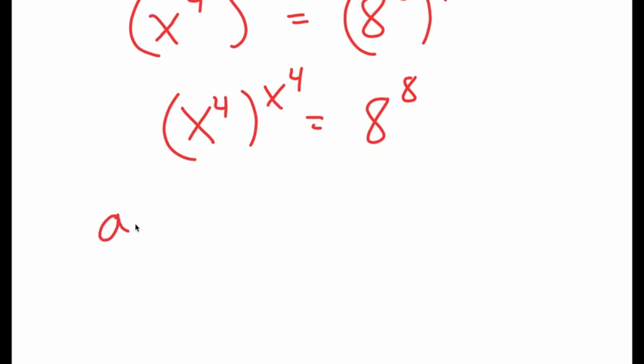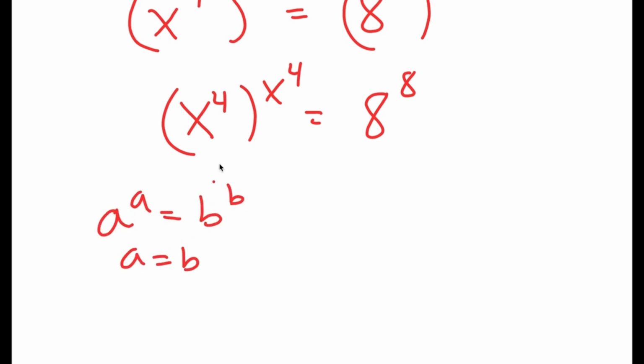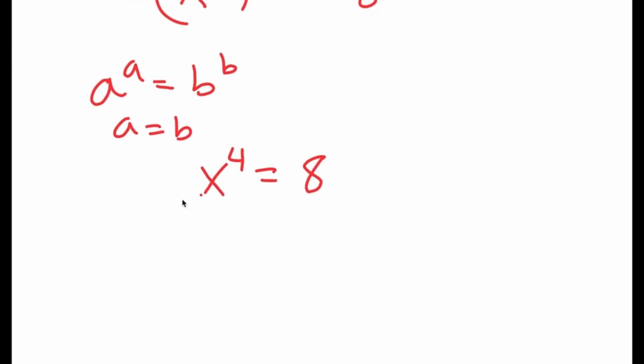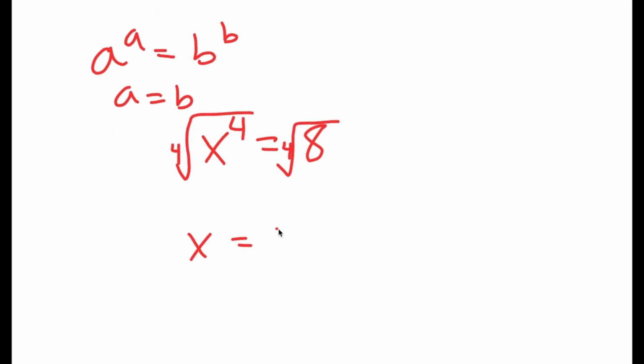Now, if I have something in the form a to the power of a is equal to b to the power of b, this means that a equals b. So in this case, x to the power of 4 is equal to 8. And to solve for x, I'm going to take the 4th root on both sides. So I get x is equal to positive or negative 4th root of 8.